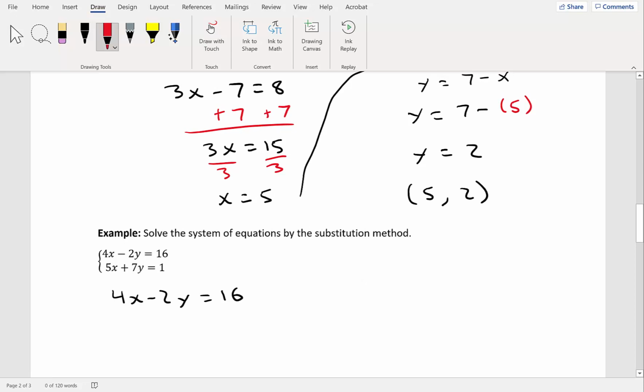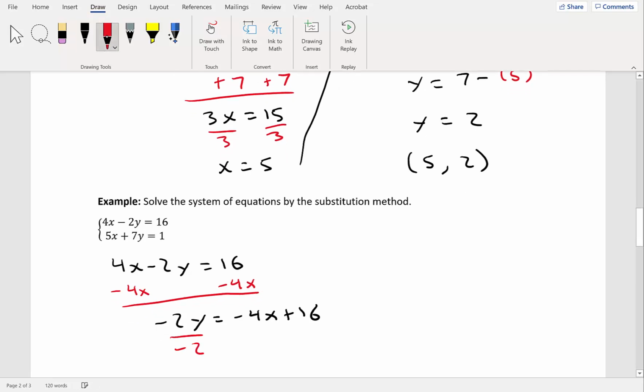If you choose to solve for your x, that's completely fine. You'll still get the same answer. So let's go ahead. I'm going to solve for y. So I'm going to subtract 4x from both sides. You get negative 2y is equal to negative 4x plus 16.